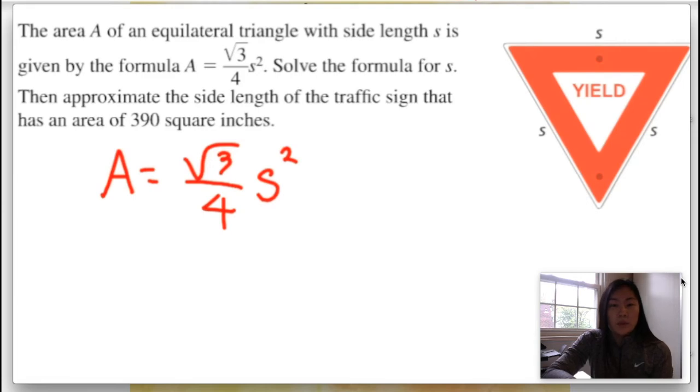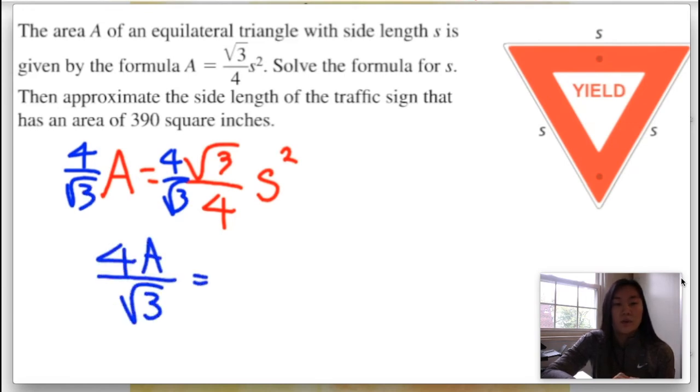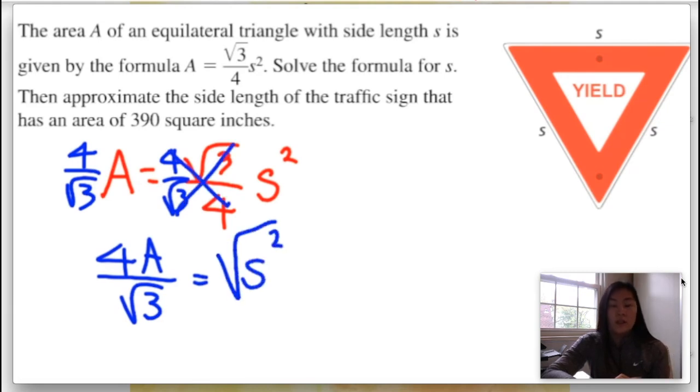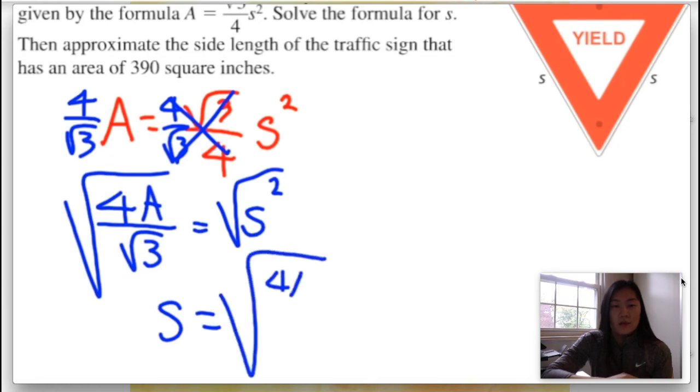And basically what we're doing is rearranging the equation to get S alone, without the square root of 3 over 4. So the very first thing that I need to do is to get rid of square root of 3 over 4 by multiplying by its reciprocal to cancel it out. So we have 4 times A over square root of 3 is equal to, those cancel out, S squared. Then I need to take square root. So I'm taking a square root of a square root. I'll explain how that goes. S is equal to the square root of 4A over square root of 3.